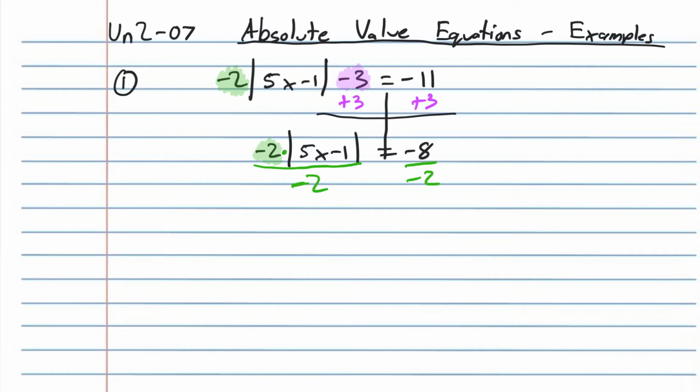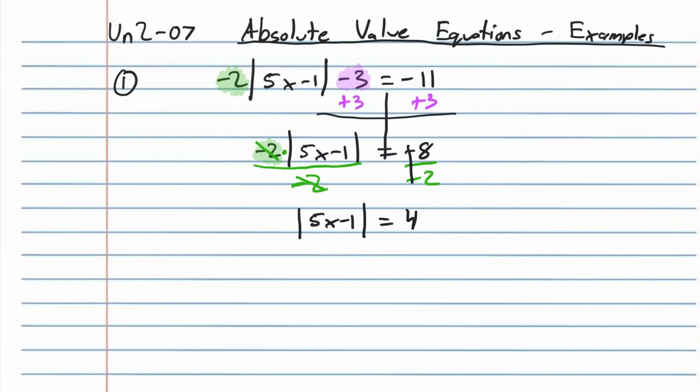Okay, so the -2's cancel on the left, leaving just absolute value of 5x minus 1. On the right side, the negatives cancel. 8 divided by 2 gives you 4. Okay, this is the goal. You want to get those bars by themselves like we have now. Okay, because now that they have them isolated, now we can split into our two different scenarios, right?